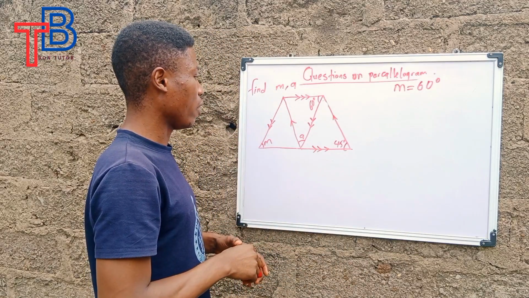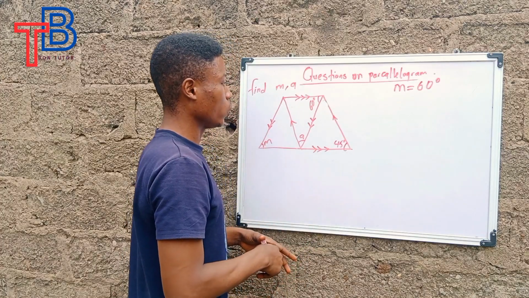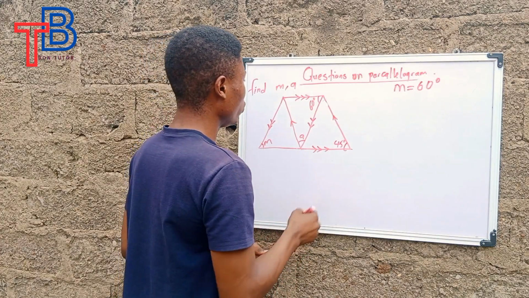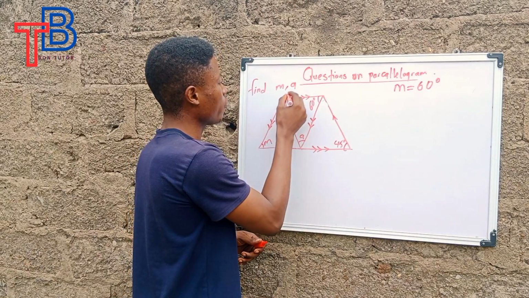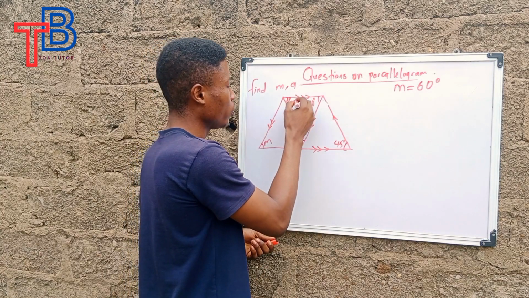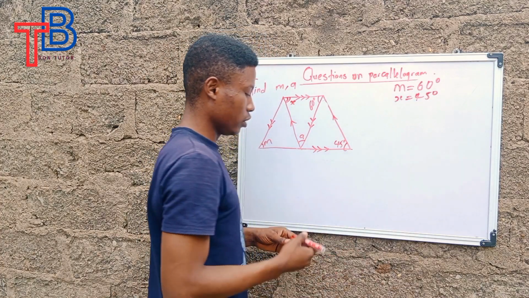We already have our m, which means we need to look for the remaining angle we have here. And also, our 45 will be equal to the angle that we have here. Whatever angle we have here, let's call it x, which means our x equals 45 degrees.